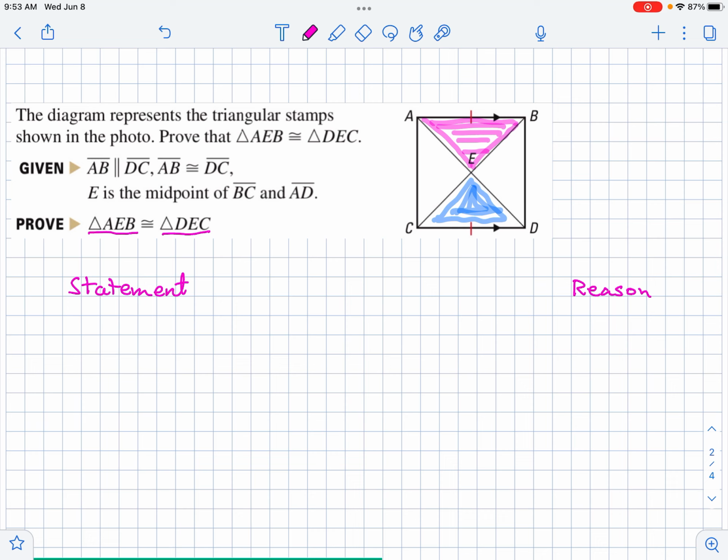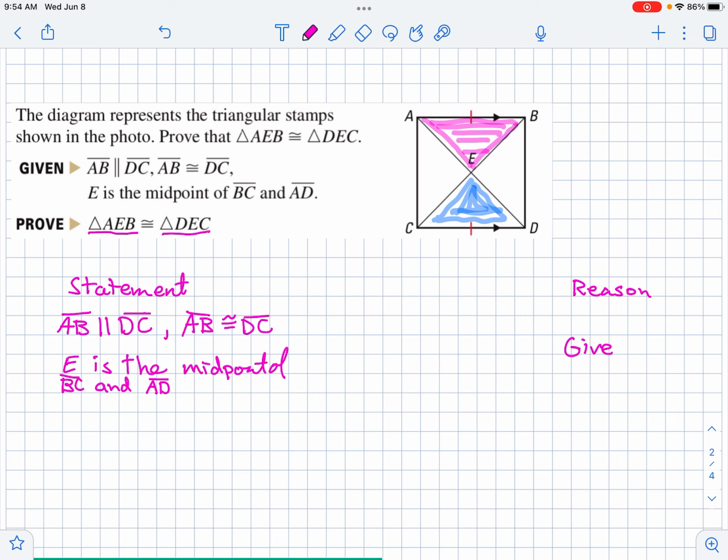Now, first of all, let's just write what we're given. We're given that AB is parallel to DC. I'm thinking we're going to have to use this. AB is congruent to DC. And E is the midpoint of BC and AD. Now, this was given. So all this stuff was given to us, so we don't have to worry about that.